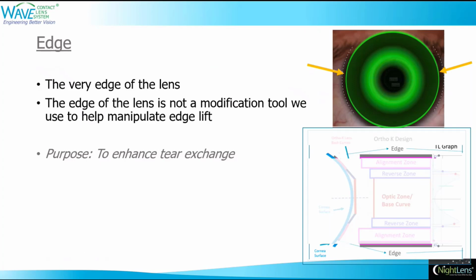The last dot in the Orthokeratology design is called the edge. This is the physical edge of the lens, and we do not use it to help manipulate edge lift. Therefore, it is not listed in our modification area. The purpose of this dot is to enhance tear exchange.